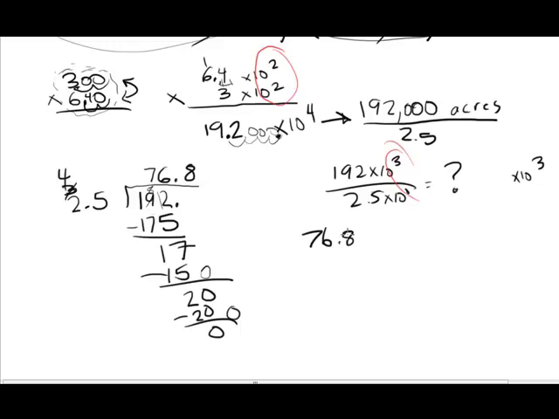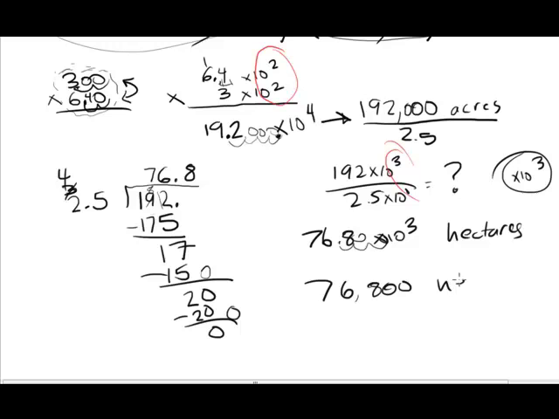That's almost our answer. If you remember, we have the 10 to the third. 76.8 times 10 to the third hectares is 76,800 hectares, which would be a good answer to this question.